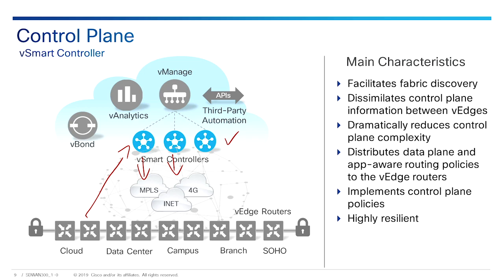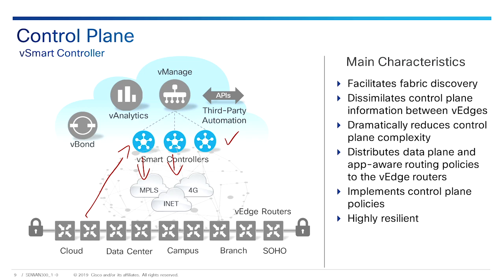vSmart controllers also distribute data plane and application-aware routing policies to the vEdge routers for enforcement. Control policies, acting on the control plane information, are locally enforced on the vSmart controllers. These control plane policies can implement service chaining and various types of topologies, and generally can influence the flow of traffic across the fabric. The use of a centralized control plane dramatically reduces the control plane load traditionally associated with building large-scale IPsec networks, solving the n-squared complexity problem, aka full mesh. The vSmart controller deployment model not only solves the horizontal scale issue, but also provides high availability and redundancy.